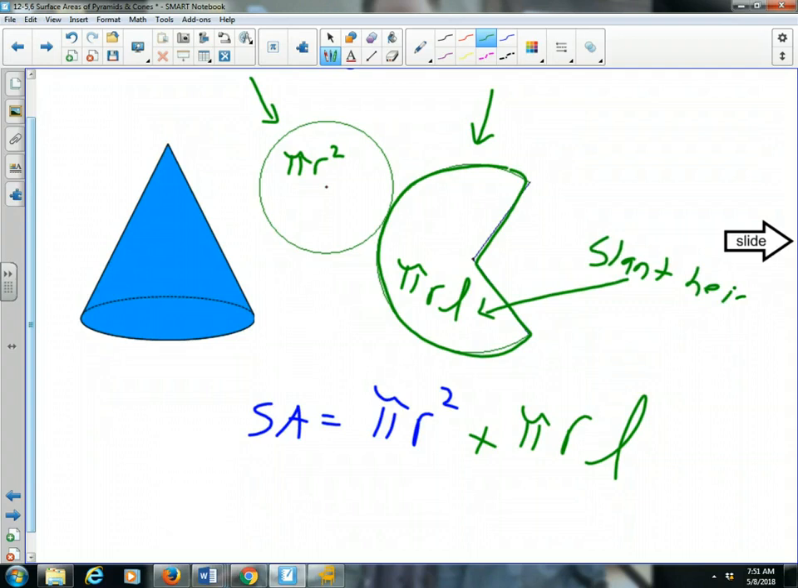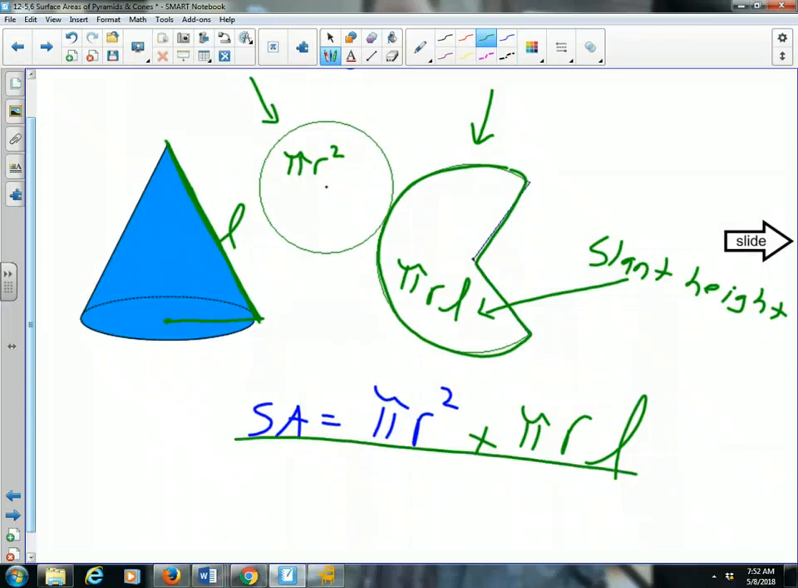We learned that the slant height on the pyramid was the height of the triangle. The slant height on the cone is almost what you think of it. It's the slanted distance. So there is the slant height. Okay, so the radius is right here, of course. And then the slant height is that slanted, the diagonal distance from the base of the cone to the vertex of the cone. Okay, so that's the surface area of any cone.